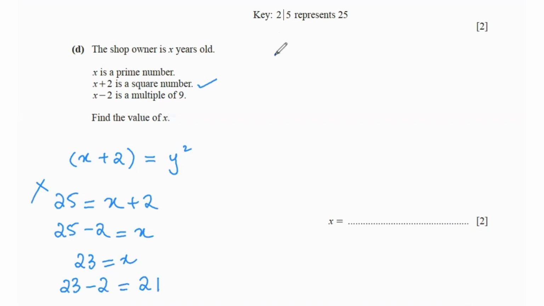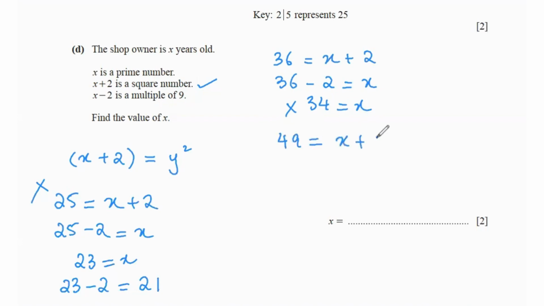If we take 36, 36 equals x plus 2. 36 minus 2 is 34. This is not a prime number, so 34 is also out of our options. Now, if we take 49, 49 is x plus 2. So 49 minus 2 is 47. So yes, it is a prime number. Then if we do 47 minus 2, which is 45, which is a multiple of 9.